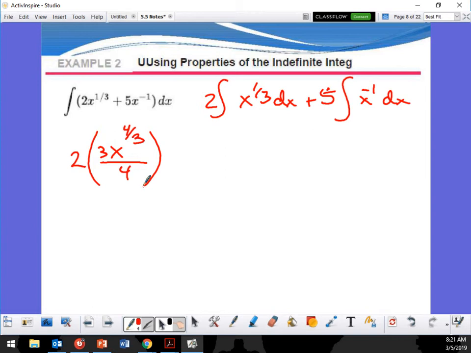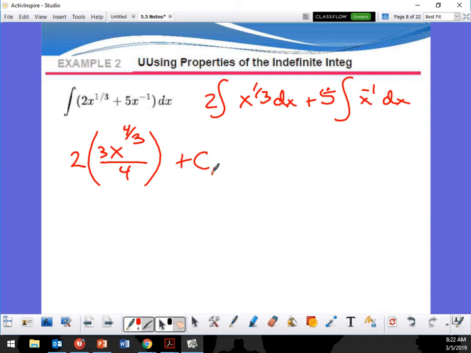Every time you look over, I'm telling you, focus. What do you do to your exponent? You always add 1. But in this case, since it's a fraction, my 1 looks like 3/3. So that's where I get the 4/3. And since I'm dividing by that same number, I'm multiplying by the reciprocal. Then I put my plus C over here.